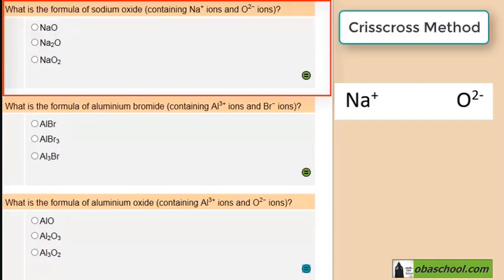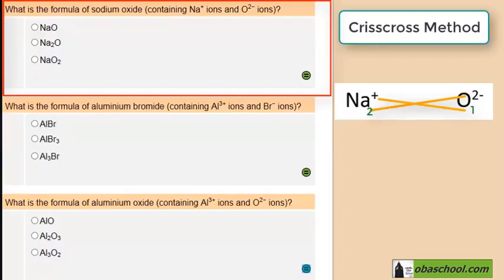So basically, the charge of Na+ and the charge of O2- are swapped to become the number of ions. This 1 of the sodium ion, representing only 1+, goes to the lower right corner of the oxide ion, and the number that represents the charge of oxide, which is 2 here, goes to the lower right corner of the sodium ion.